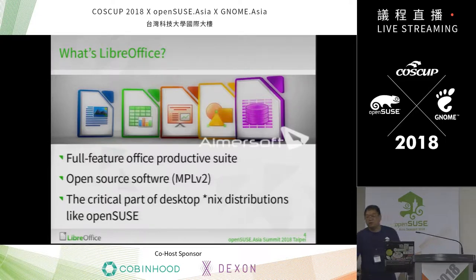Okay, so maybe everyone knows LibreOffice, right? No one? No? So everyone knows LibreOffice, but let me tell something. LibreOffice is a full-featured office productivity suite released under an open source license. It's open source software. This is a critical part of desktop Unix-like distributions like Linux or BSD, like openSUSE or Ubuntu or Fedora. And of course, we can use LibreOffice with Windows or Mac or several other operating systems. Multi-platform is a strength of LibreOffice.